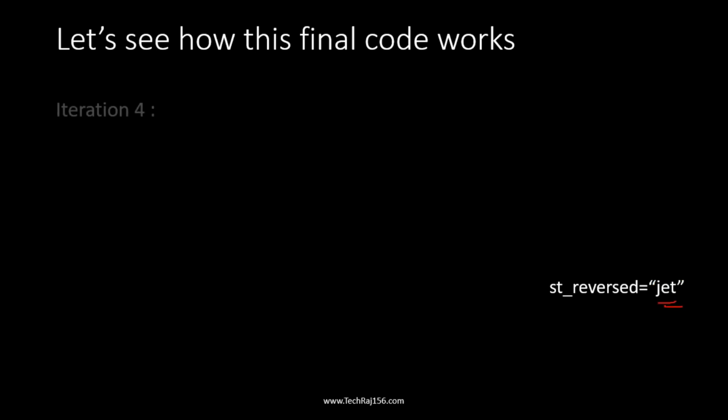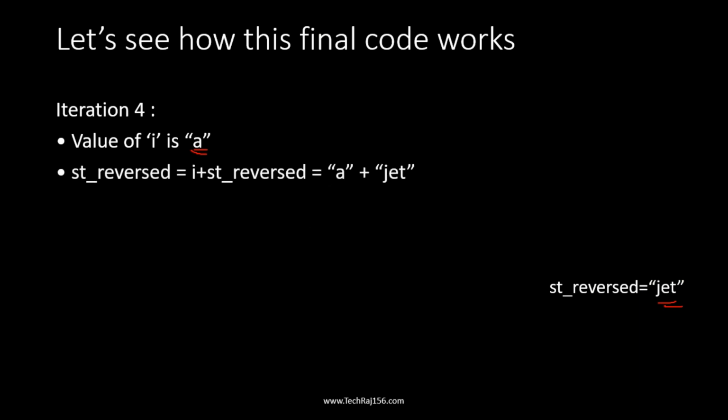It's visible over here, and this is the final iteration of the word. The value of i will be a now, which is the last character of the word Teja, T-E-J-A, and this statement is going to be executed. So this is the value of i, and this is the value of st_reversed. Here we go, this is the value.